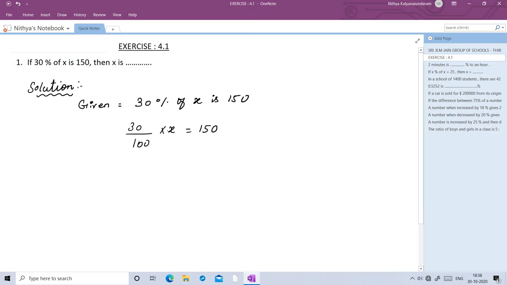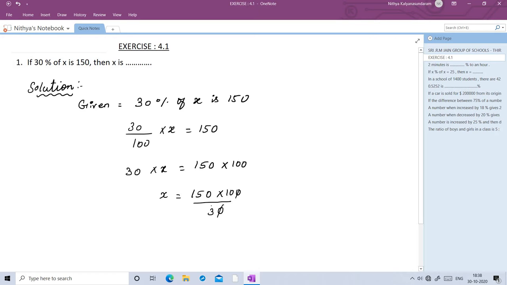So 30 into x is in the numerator. In the denominator we have 100, which is division. Division, if you are moving from the right hand side, it should be multiply. 30 into x is equal to 150 into 100. Then 30 into x is multiply; multiply, if you are moving after the equal, it's division. So x is equal to 150 into 100 divided by 30.